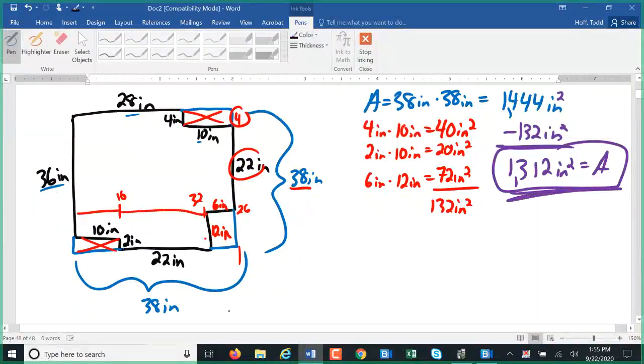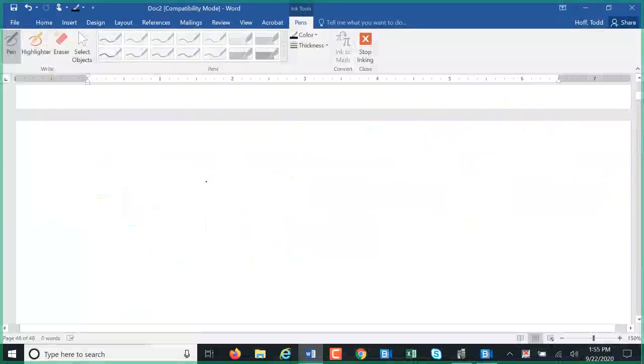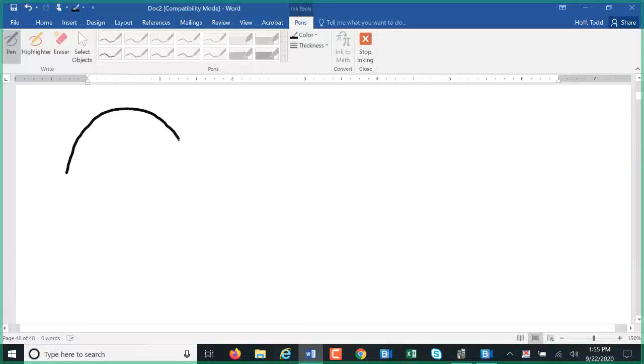Well, we've talked about circles. Now let's talk about pieces of a circle. We already looked at a half circle in our quiz that was due. As far as the perimeter of a half circle, let's look at the area of a half circle.